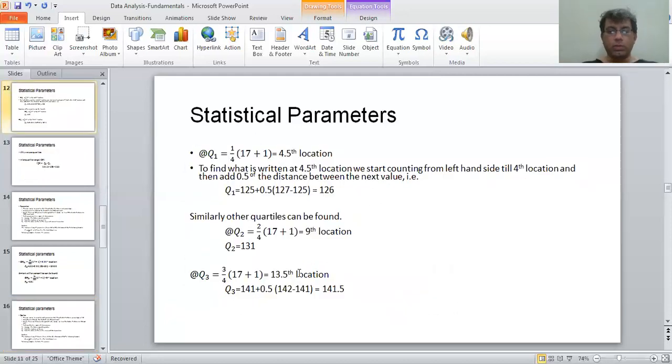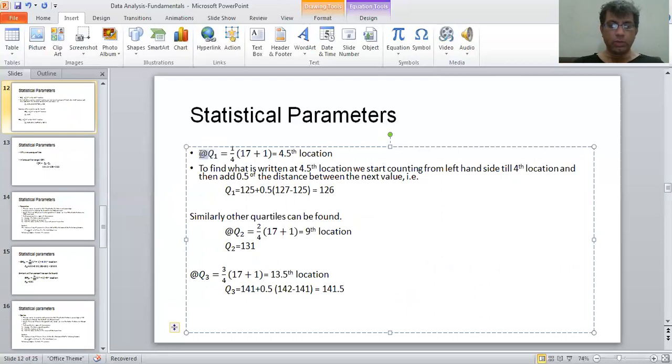So let's come to the calculation. The location first. In all these locations, I have indicated it with the at-the-rate sign so that we may not be confused that the location is one thing and the value of Q1 is the second thing.